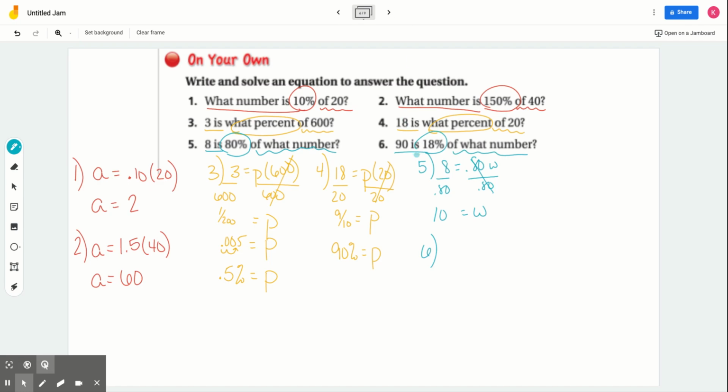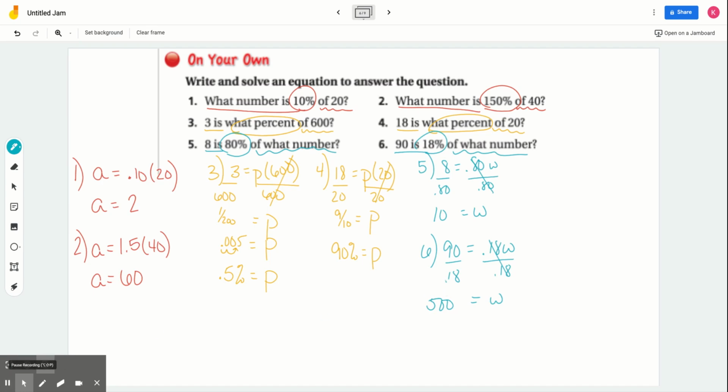We have 90 is 18% of what number? 90 is the part. 0.18 is the percent of what number? So the whole. Again, we can divide by 0.18. And when we long divide, we would find out that 90 divided by 0.18 is 500. The whole is 500.